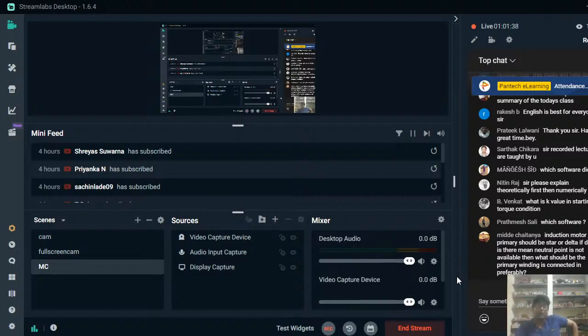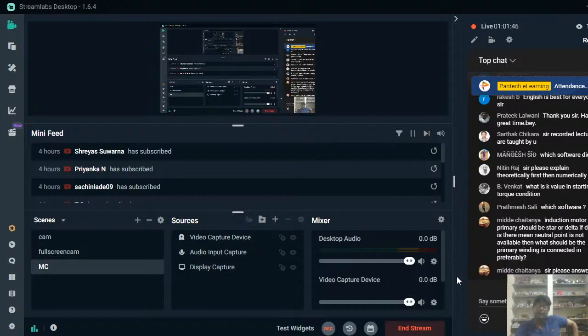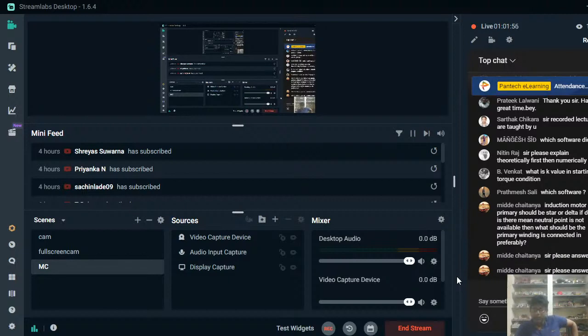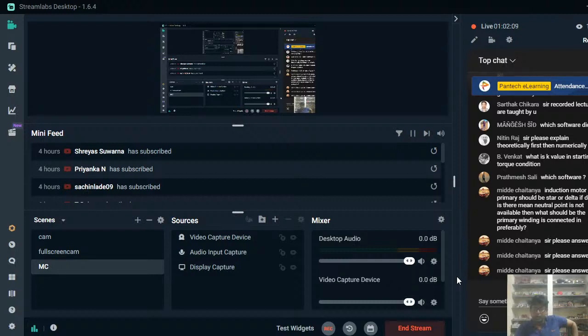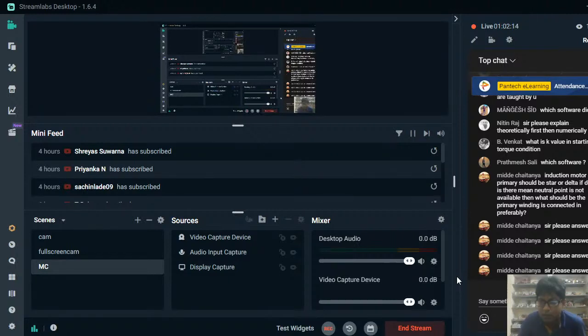I have the experience to design a motor of 10,000 kilowatt, 10.1 megawatt. Induction motor, I told you, the primary should be star or delta. If it is delta, the neutral point is not available, then what should the primary winding be connected in preferably? I am not able to understand.